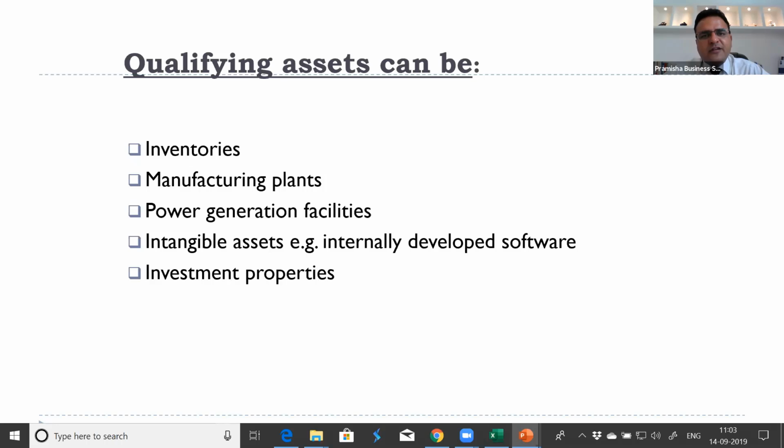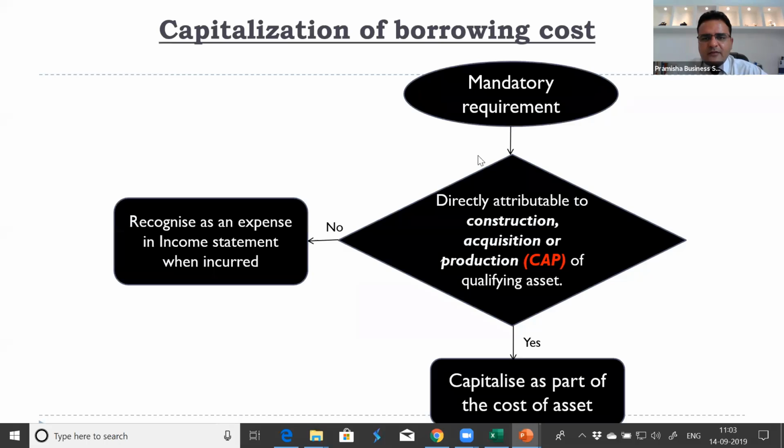Investment properties: if we are constructing an investment property for the purpose of capital appreciation or for renting it out to others, we can capitalize the interest cost as part of the cost of making this asset. So there is a mandatory requirement that any directly attributable cost of construction, acquisition, or production of a qualifying asset will be capitalized as part of the cost of the asset. Otherwise, we'll expense it off. So not only from an IAS 16 perspective, but interest cost also we can capitalize.